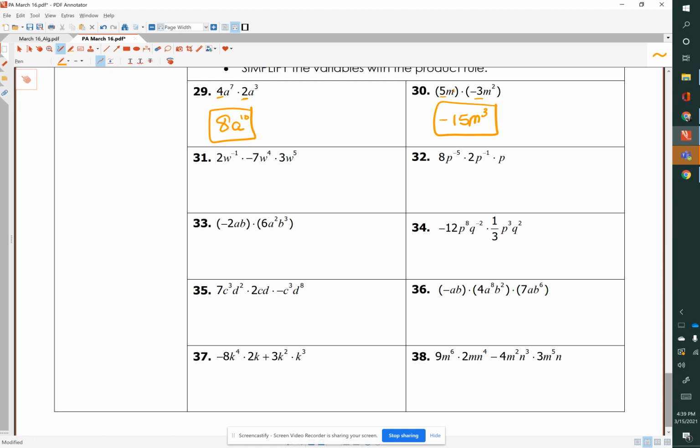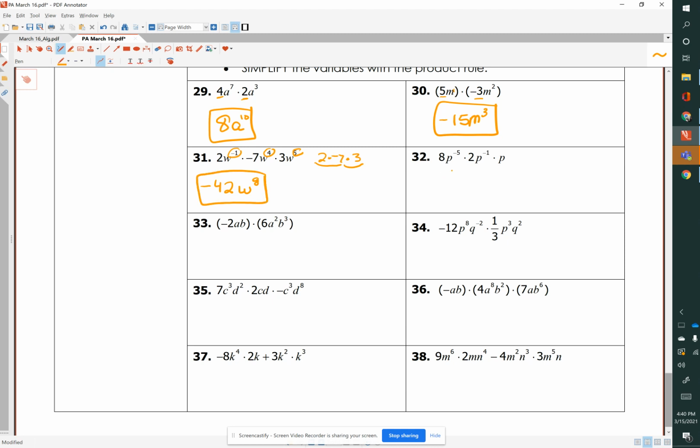So number 31, we have 2w to the negative 1st power times negative 7w to the 4th power times 3w to the 5th power. So 2 times negative 7 times 3. So 2 times negative 7 is negative 14. Negative 14 times 3 is negative 42. And the w's, we have negative 1 plus 4 plus 5, which would be 8. And that's going to be our final answer.